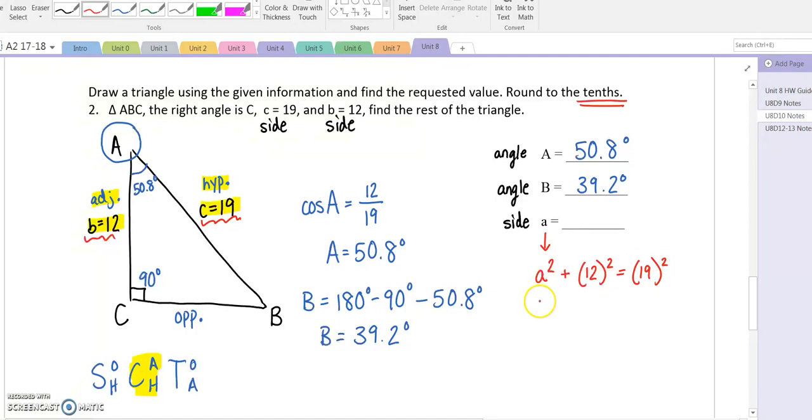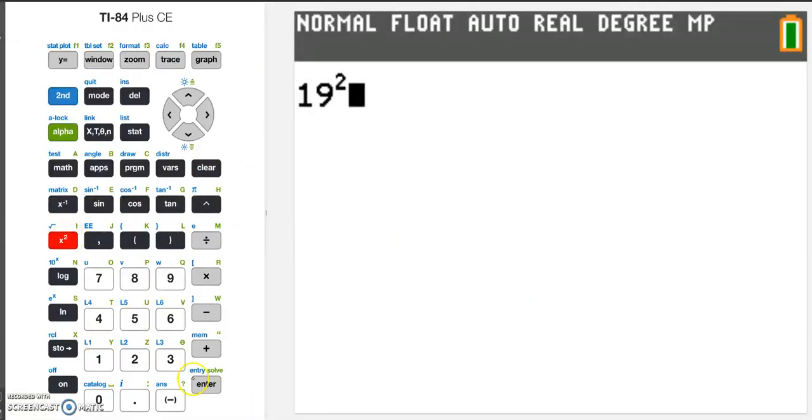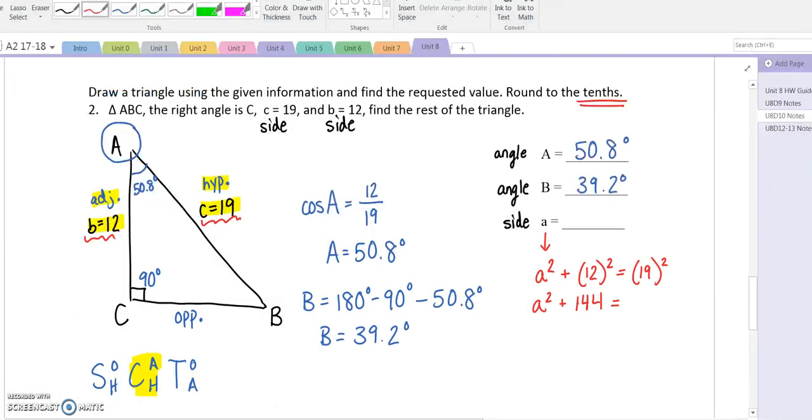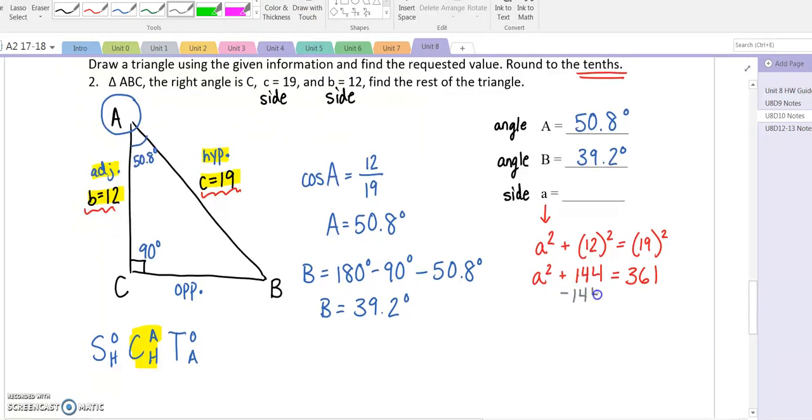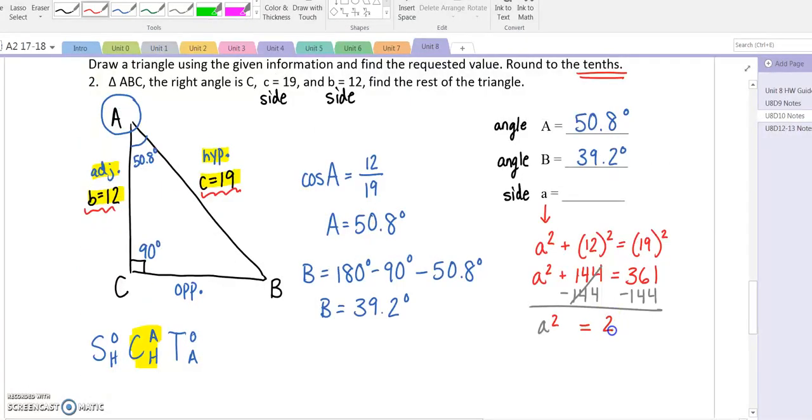And then I have to solve this equation. So A squared, leave it alone. 12 squared, 144. 19 squared, let's double check that one, just to make sure, 361. And then we'd have to still solve. So this one's a little bit trickier. I'd have to subtract that 144. And I'd get A squared equals 361 minus 144, 217.